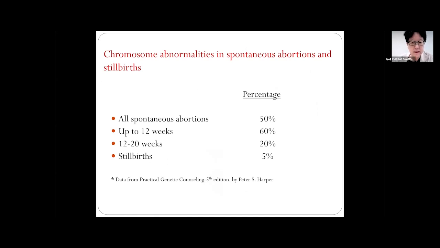Here is roughly the percentage of spontaneous abortion and stillbirth. All the spontaneous abortions, about 50% of them, up to 12 weeks is 60%. 12 to 20 weeks will be 20%. Stillbirth is about 5%.